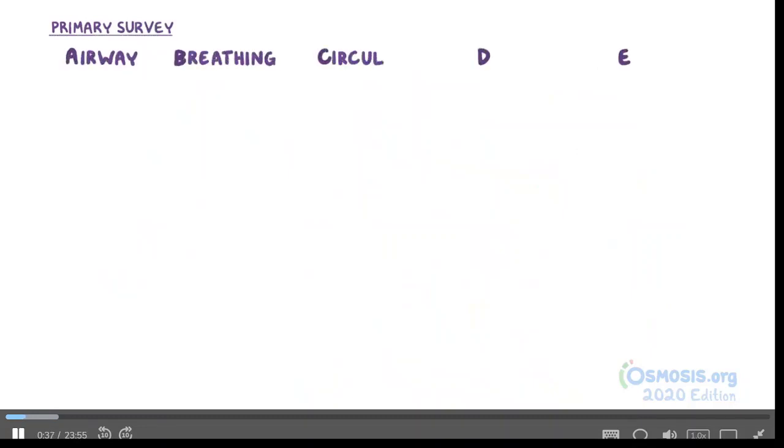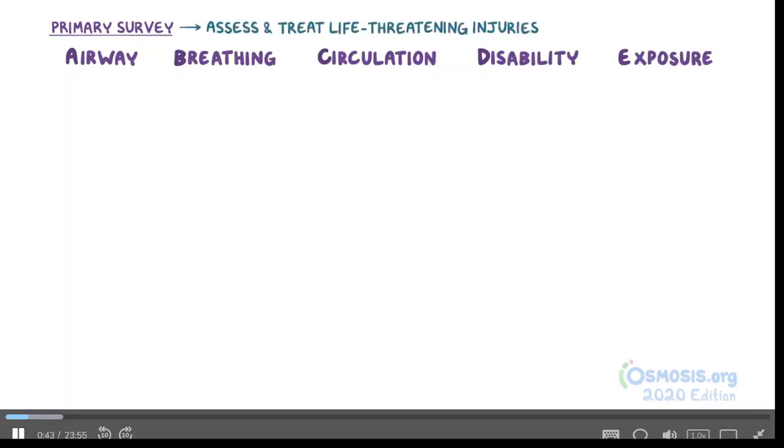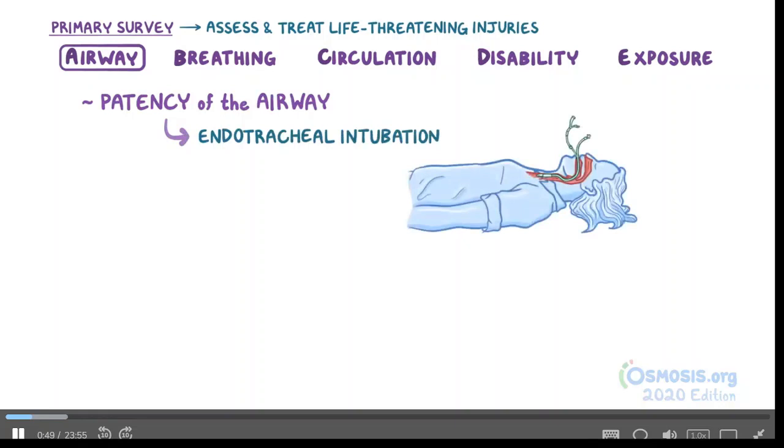Chest trauma evaluation starts with the primary survey, which includes the ABCDEs: airway, breathing, circulation, disability, and exposure. And the goal is to quickly assess and treat life-threatening injuries. It starts with checking the patency of the airway and whether the individual requires endotracheal intubation.